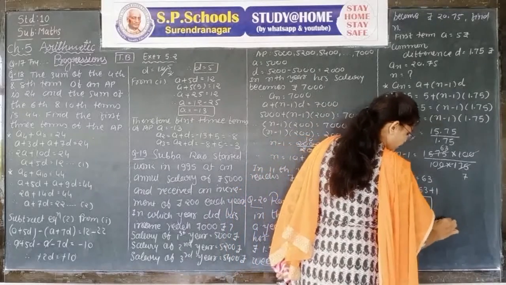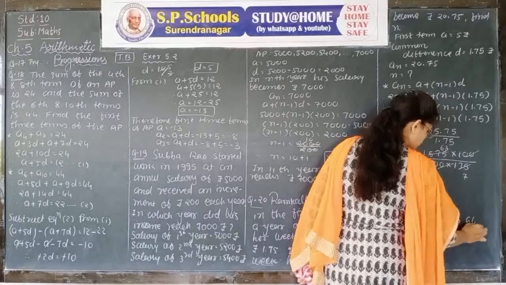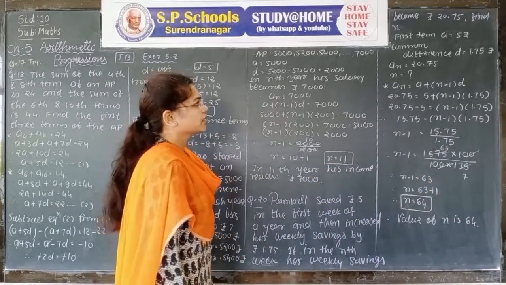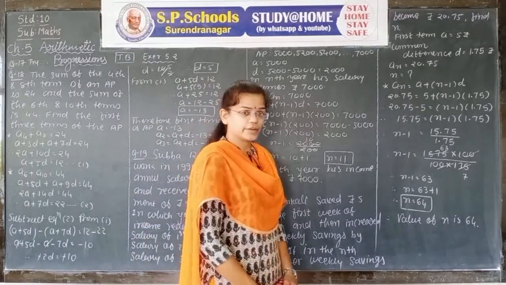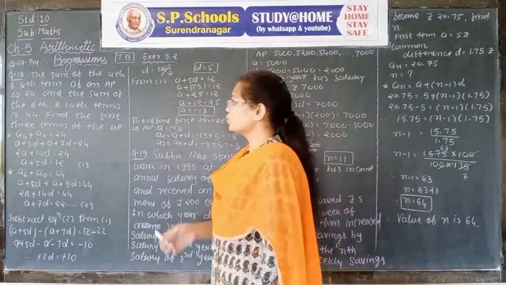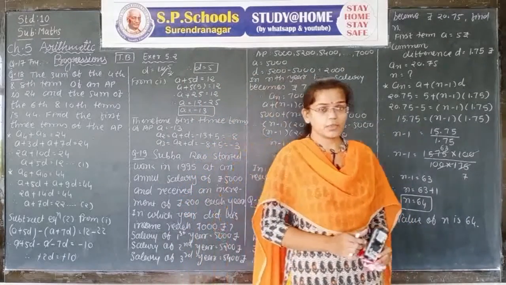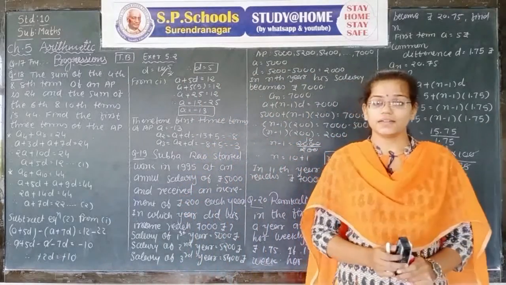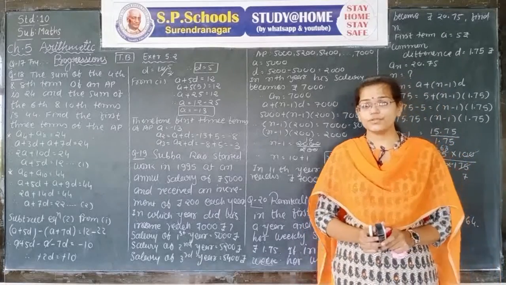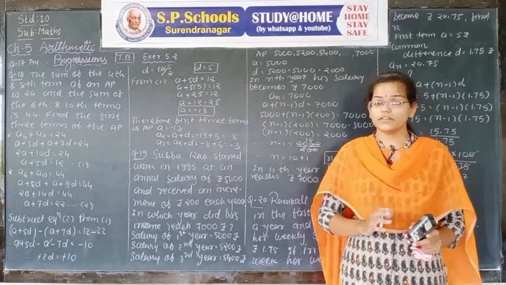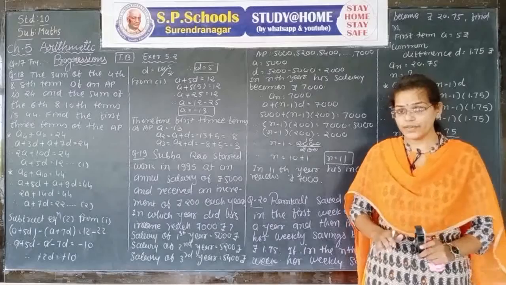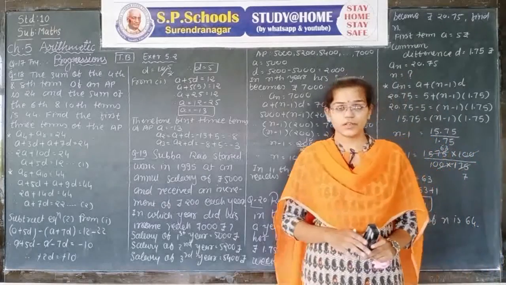The value of n is 64. At the nth week, meaning in the 64th week, her weekly saving becomes 20.75 rupees. Here the exercise 5.2 is totally completed. Some sums you should try yourself because they are very easy to understand, related to our example. Similar numerics are given in the same way. That's why try some sums yourself and practice.